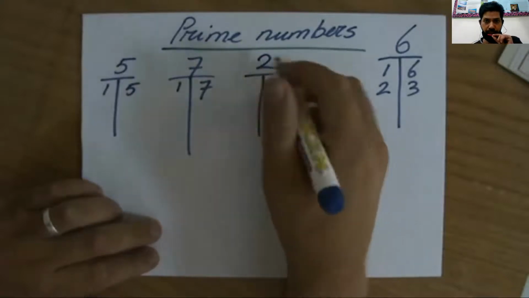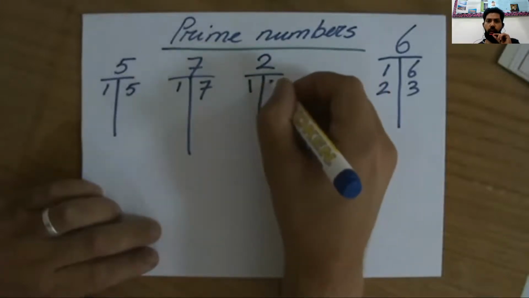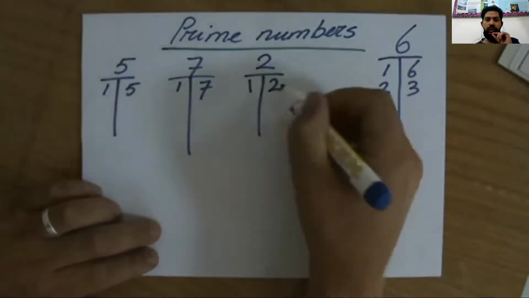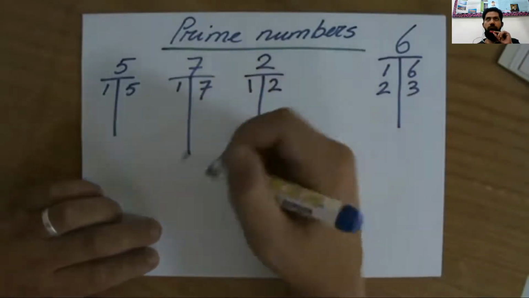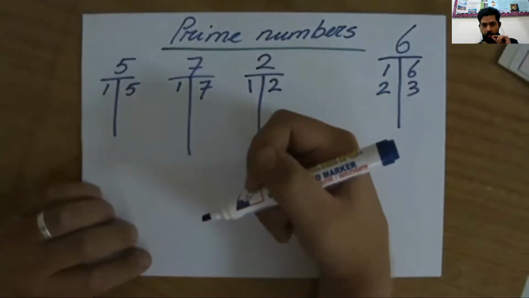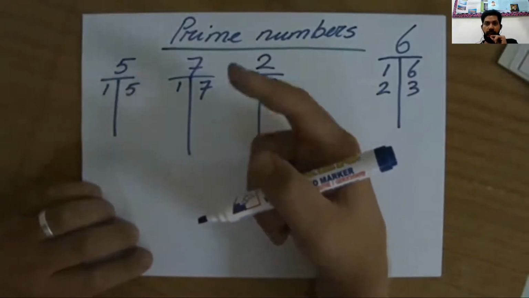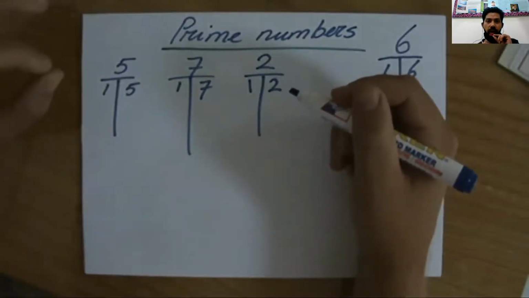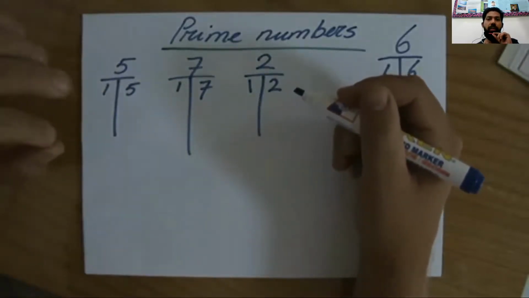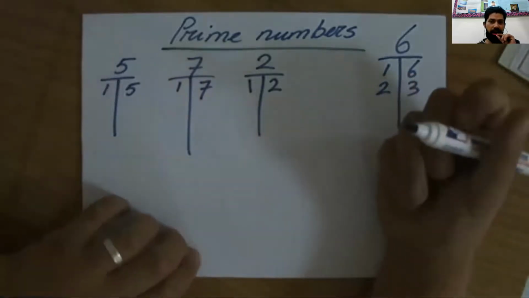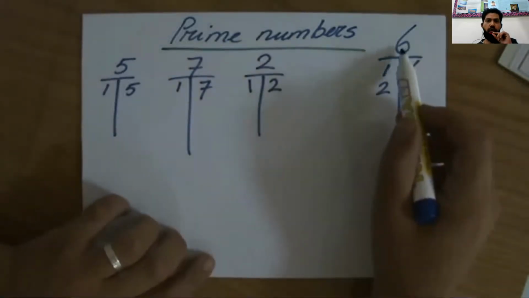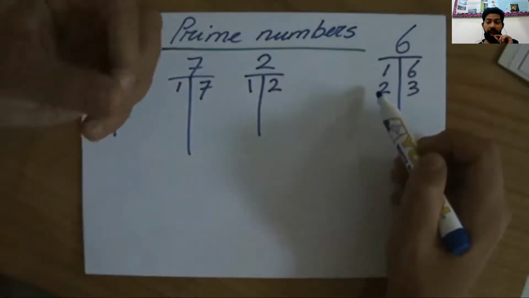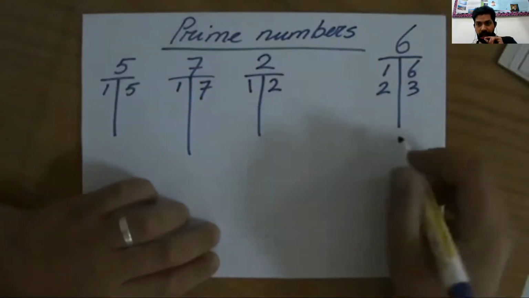Next, number 2. Okay, we can check 2: 1 times 2, 2. Next, 2 times 2, 3 times 2, 4 times 2, 5 times 2. Keep on checking. No, there are no other possibilities, right? So we have exactly two factors for number 2. But 2 is the even prime number, boys. A rare even number, right? 5 and 7 are odd numbers. So 2 is the even prime number. But number 6 is not a prime because we got 4 factors.